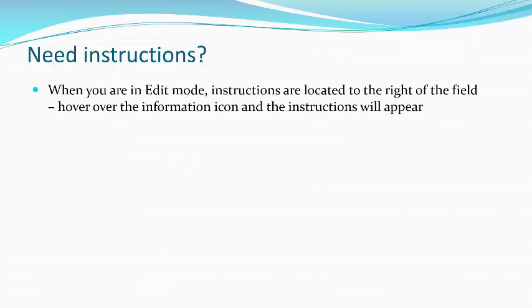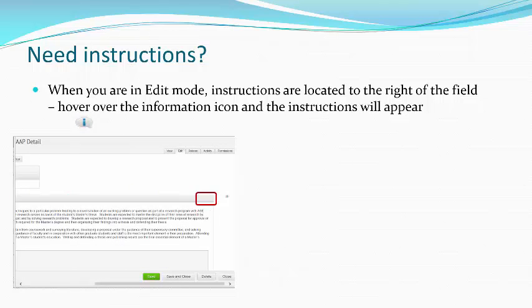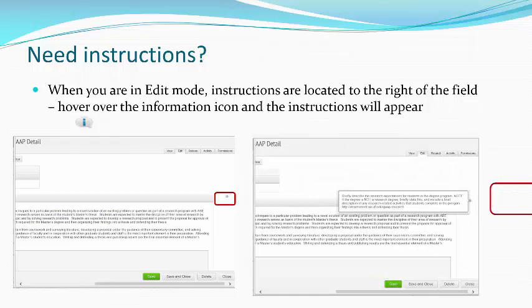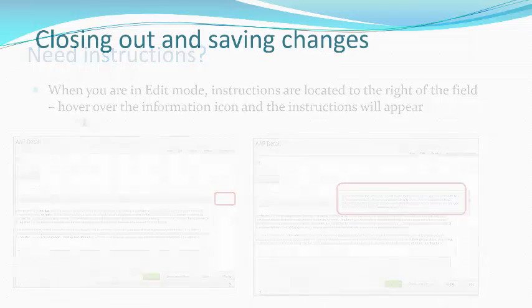If you need instructions when you're in edit mode, they're pretty easy to find. You simply have to hover over that information icon, and here's a sample of where that's located. Again, it's that little eye inside what looks like a little text balloon. Then you will see the sample of the instructions that pops up. We've given you a sample here. Basically all you have to do is hover over that, and you'll get the information that reminds you what goes in that box.